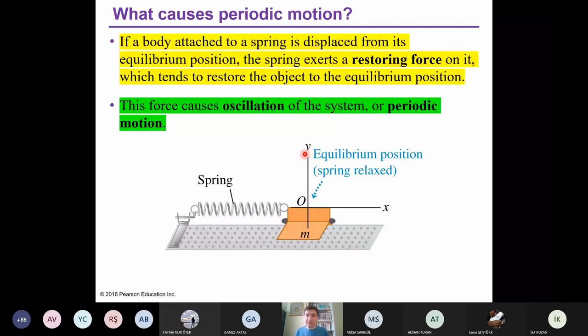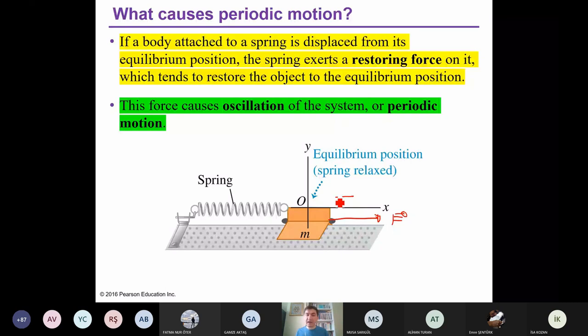So if you pull this glider to the right side by applying some force, let's consider you apply force to the right side on this glider, then you stretch the spring, okay? So you remember from your old information, if you stretch the spring, you will store elastic potential energy in the spring, and there will be elastic force in the opposite direction to the applied force, then this glider will come back, okay? If you release this glider here at some certain point, it will go to the equilibrium position.